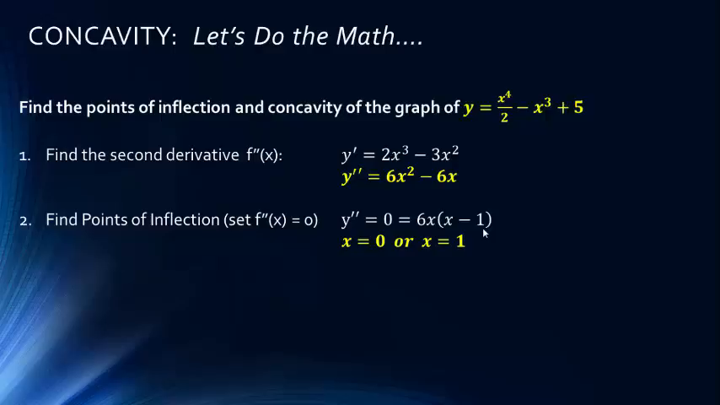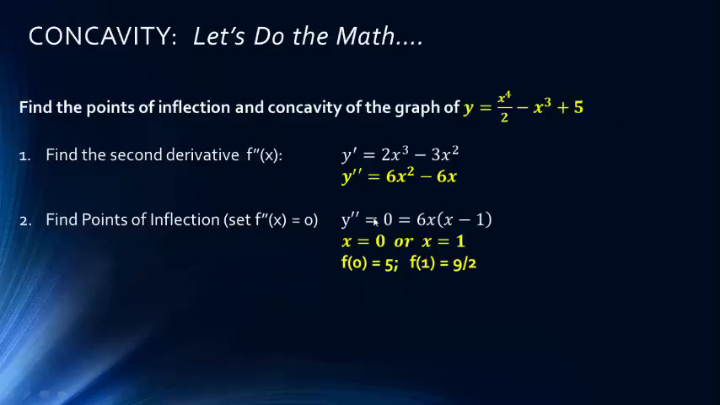This is when the function is turning from concave up to concave down. Now it asks for the points of inflection. So we found the x values, but these are not points, these are x values. A point is an x and a y value. So we have to find the y values by plugging these back into the original function.